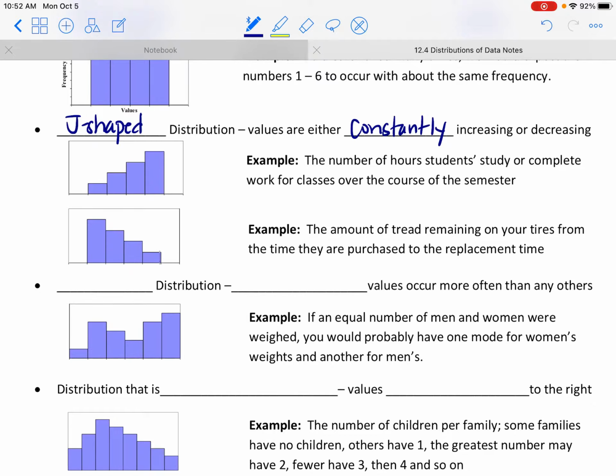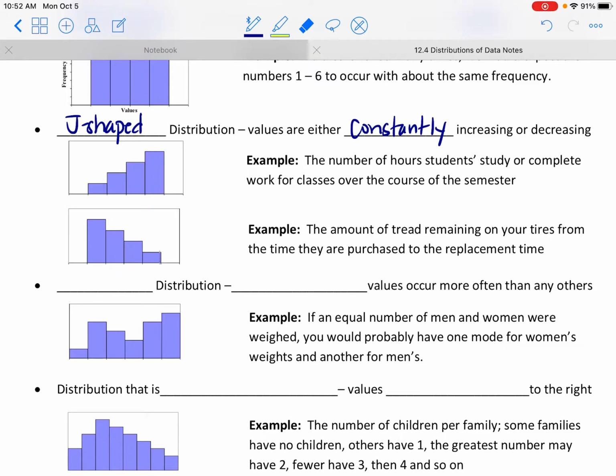For example, maybe the number of hours that you're spending studying or completing work for your classes over the semester. So maybe you're starting out real strong, right? At the beginning of the semester, you're spending a couple hours a day, and then as we trickle along here, you're cramming all at the end. So day by day, the hours that you spend are less and less, maybe.